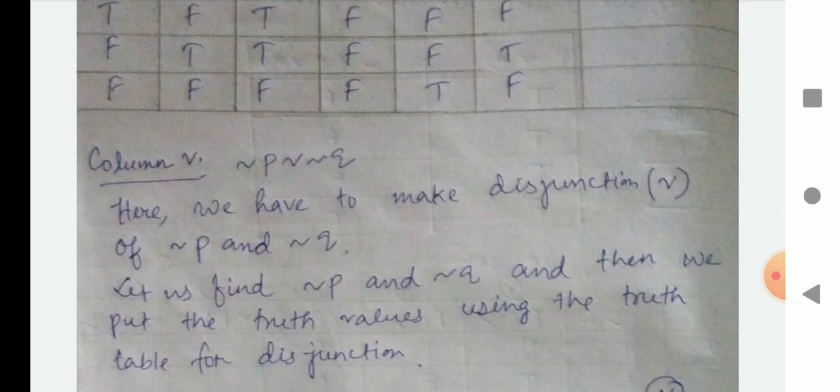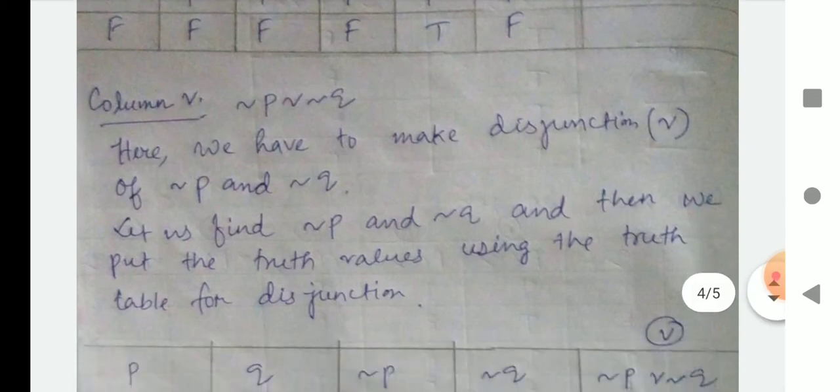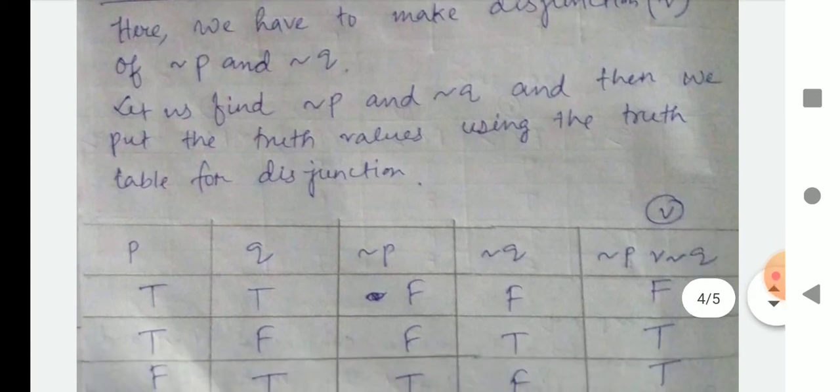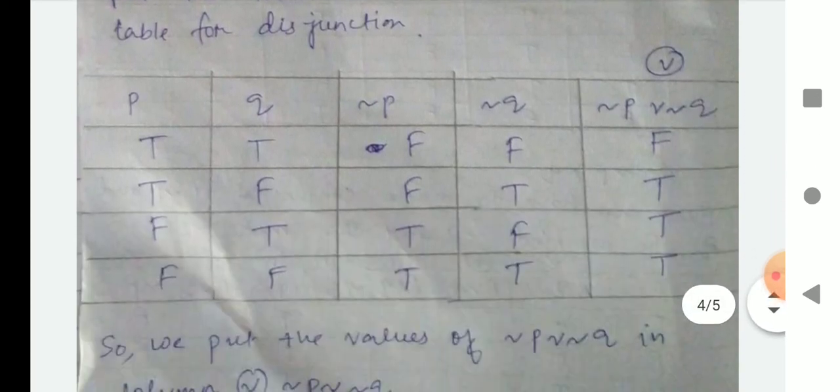Here we have to make the disjunction of negation P and negation Q. Let us find negation P and negation Q, and then we put the truth values using the truth table for disjunction. The P and Q values are already given: T T, F F and T F, T F. So we write the values of negation P and negation Q. For negation P you check the column of P: when P is T, negation P will be F, then T, F, T.